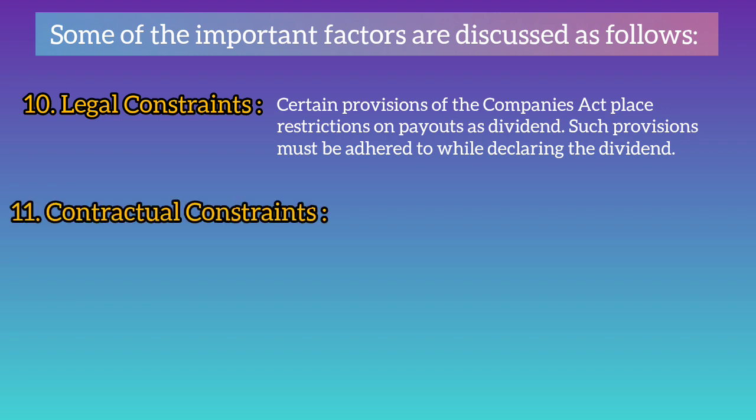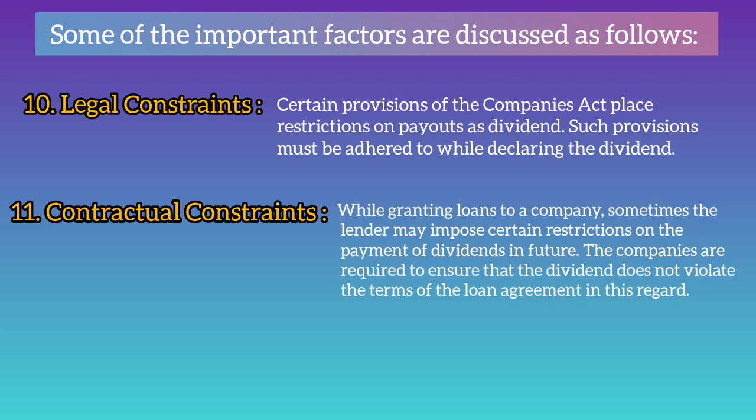Eleventh are contractual constraints. While granting loans to a company, sometimes the lender may impose certain restrictions on the payment of dividends in future. The companies are required to ensure that the dividend does not violate the terms of the loan agreement in this regard.